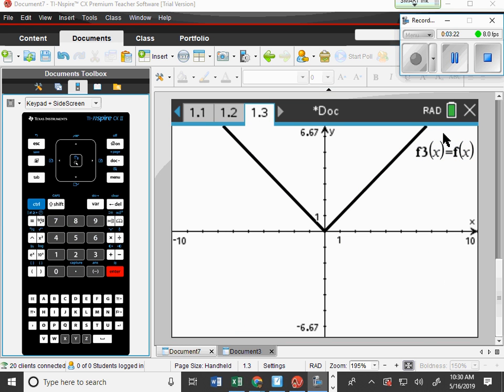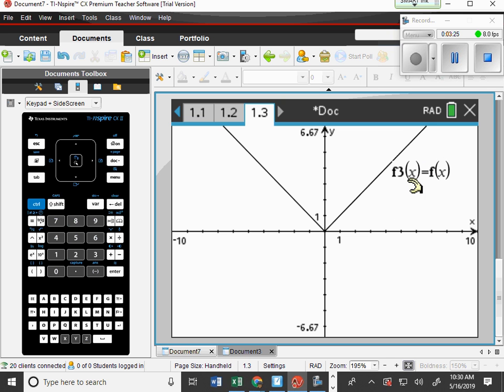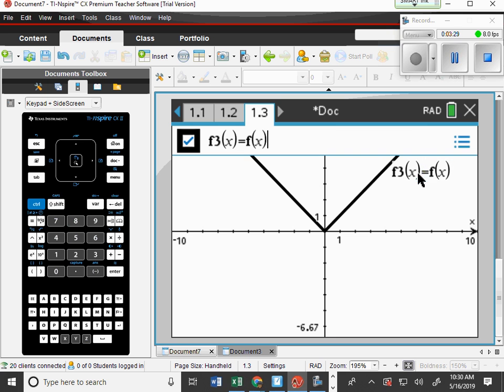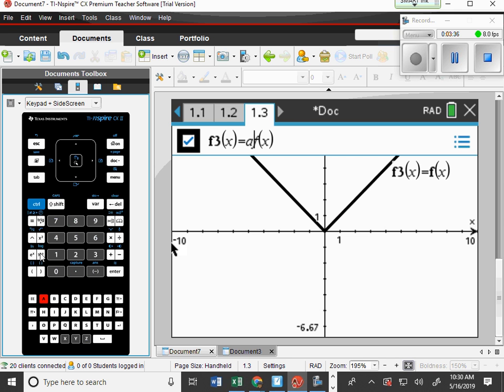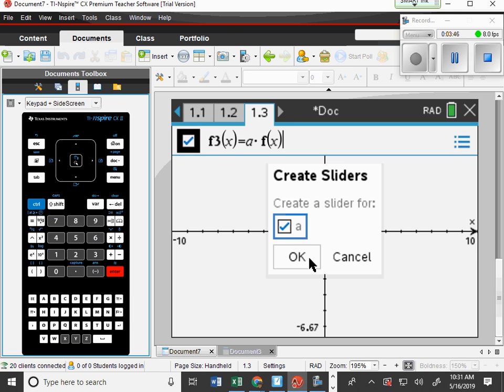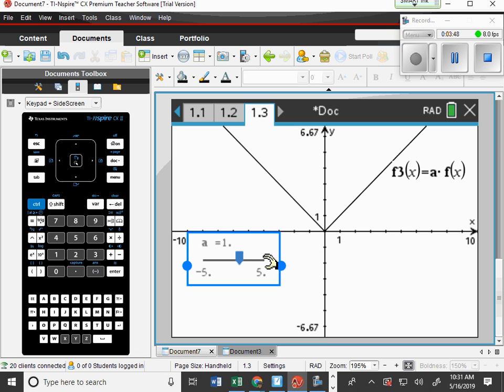All right. The next transformation of f that we're going to look at is what happens if we take f of x and we multiply it by some number a. So a times f of x. What happens? I'm creating a slider, so we're just going to put in different values of a here. I don't want this to take up a whole lot of space, so let me minimize this.